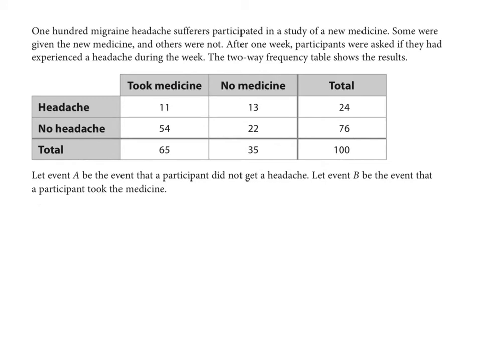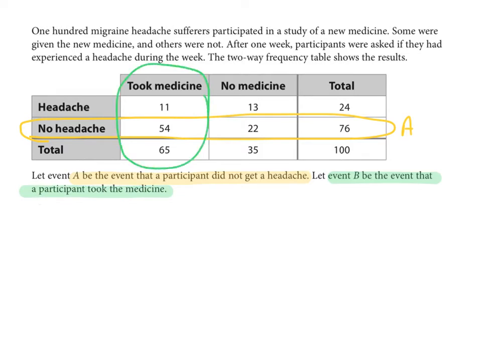All right, so this is another one of those two-way tables. I think we've talked about these already. This is talking about if you have a headache or not. That's one of the conditions. The other condition is if you took medicine or did not take medicine. So A is the event that they did not get a headache. A is this whole section right here. That's event A. Event B is that they took medicine. So event B would be this right here.